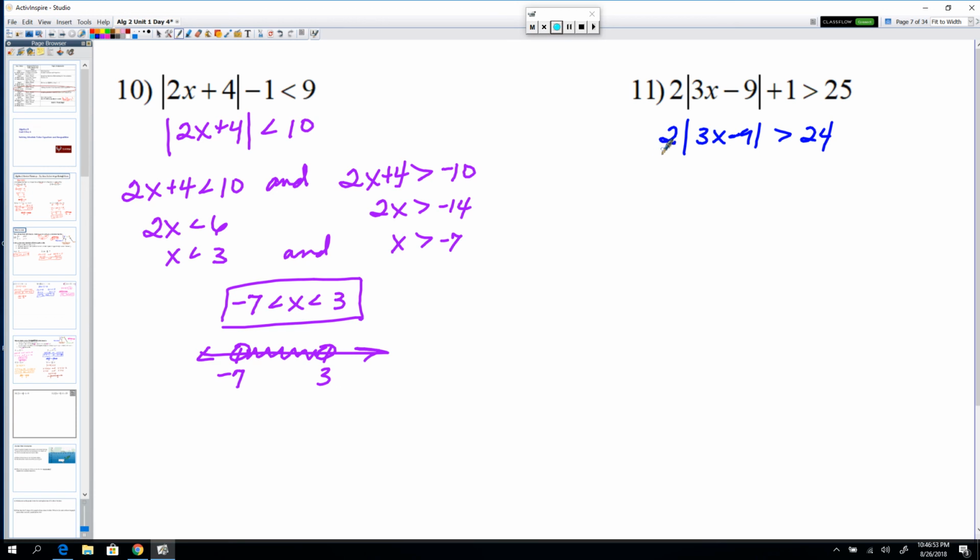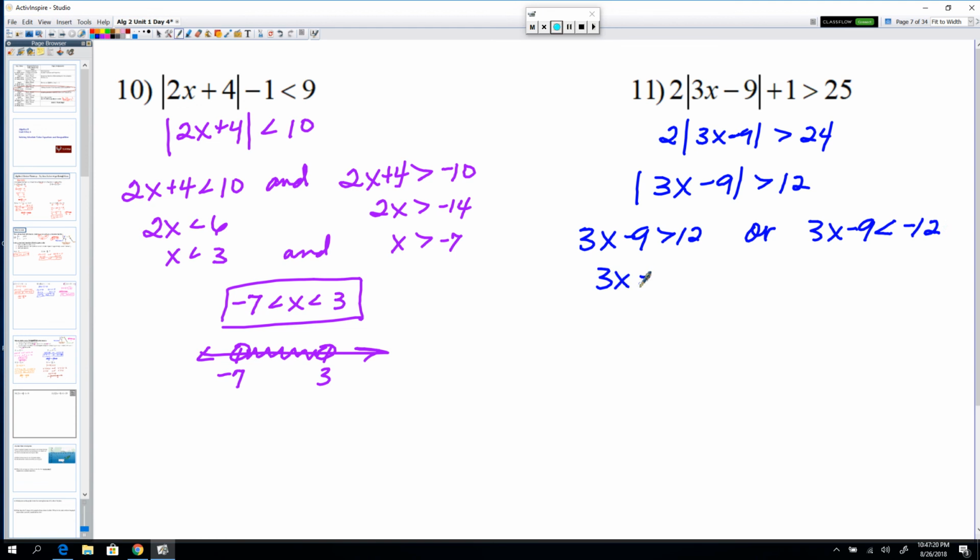Now let's divide by the 2. Again, these absolute values are coming along for the ride the whole time until isolation. Now that we're isolated, we do two-stage setup. 3x minus 9 comes out of the bars, and it's greater than 12. Or 3x minus 9 comes out of the bars, and it's less than -12. Add 9 to both sides. Divide by 3. Oh, I apologize. That should be greater than.